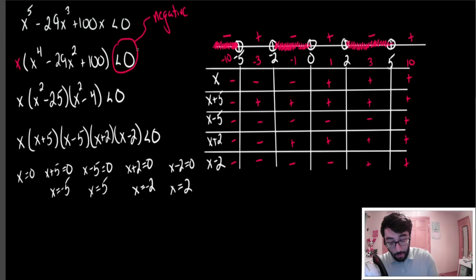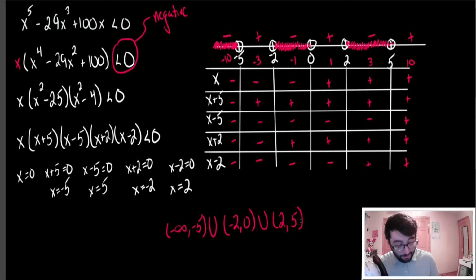As I can see, I wanted it to be less than 0, which means I wanted all the negative intervals. And I end up with 3 of them. So I'm going to have 3 intervals in my final answer for interval notation. Notice it is negative from negative infinity all the way up to -5. So I'm going to have negative infinity up to -5, both excluded. Union, it is also negative from -2 to 0. So -2 to 0. And also from 2 to 5. So this would end up being my final answer.